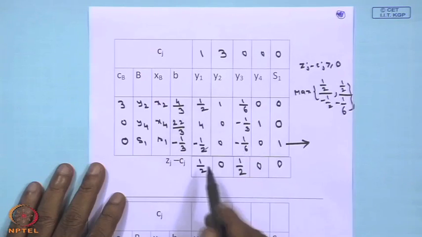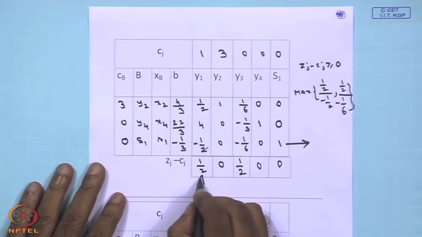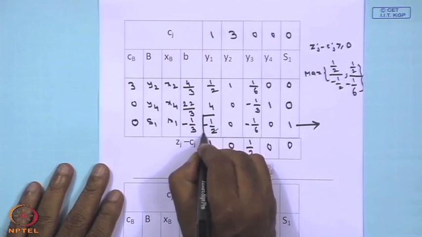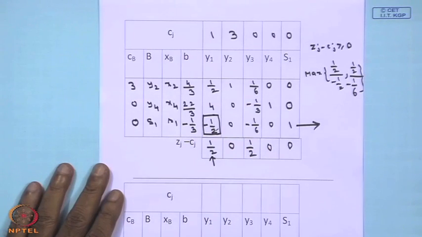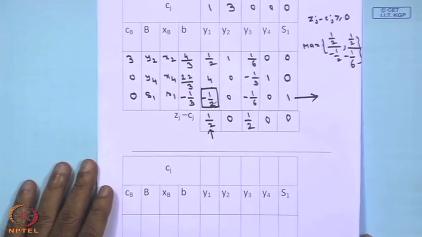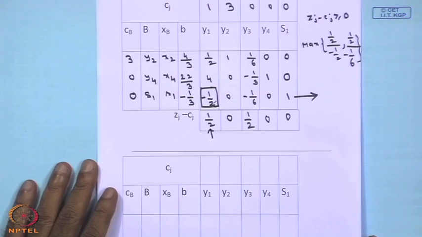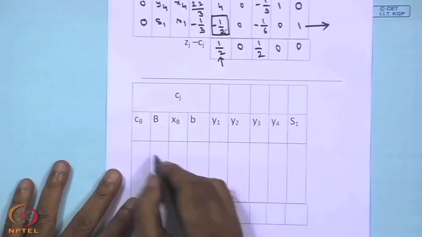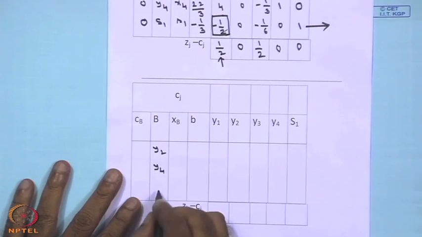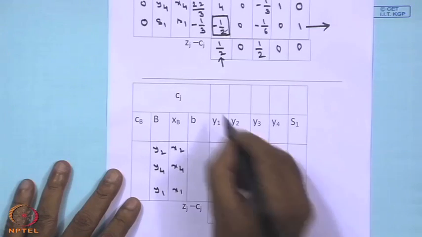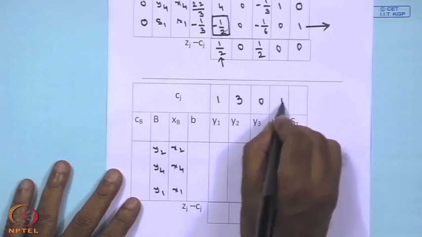And on this column you are having only one negative value, I am not discussing, because already in dual simplex we have discussed. So, your entering vector now will become this minus half. So, you are writing minus half over here, and this is your pivot element. So, in the next table your S1 will be departing and X1 will enter. So, it will be Y2, Y4 and Y1. Here you are having X2, X4 and X1. Cj values are same 1, 3, 0, 0, 0.